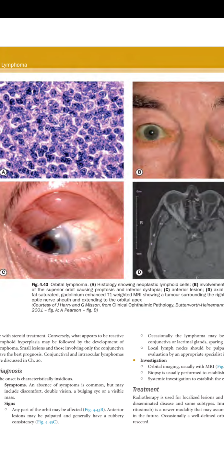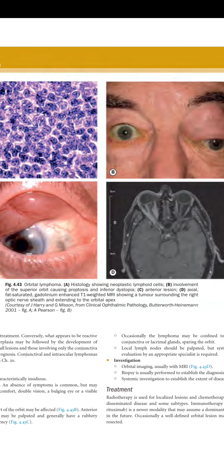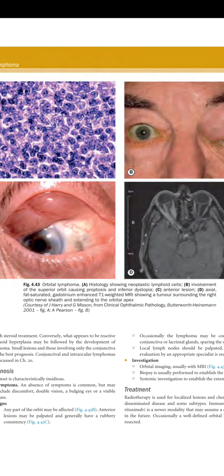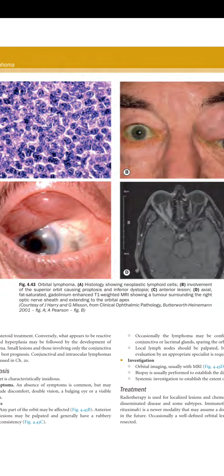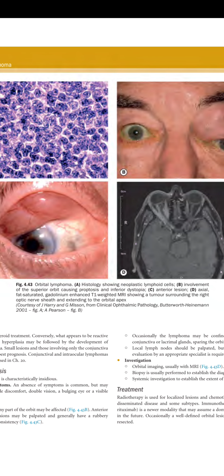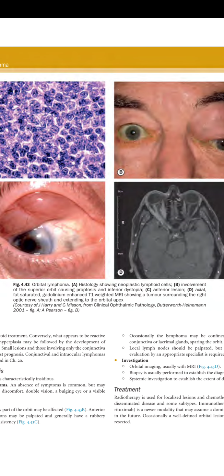A is showing histopathology, showing the neoplastic lymphoid cells. B is showing the involvement of the superior orbit causing proptosis and inferior dystopia. C is showing an interior lesion. D is showing the axial fat-saturated gadolinium-enhanced T1-weighted MRI showing a tumor surrounding the right optic nerve sheath and extending to the orbital apex. So you can see the lesion here. Sorry, this one.